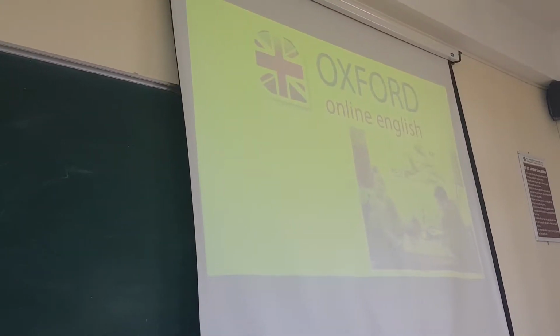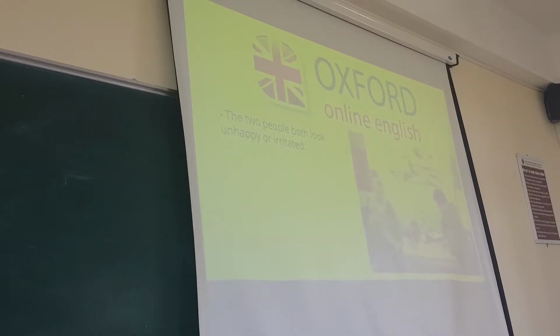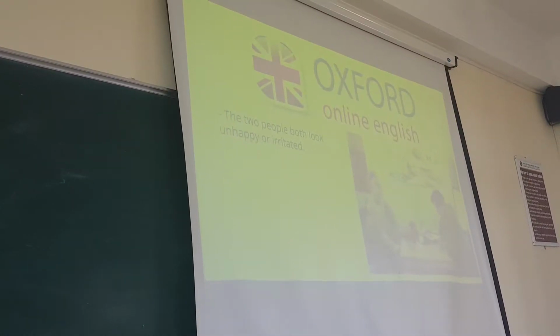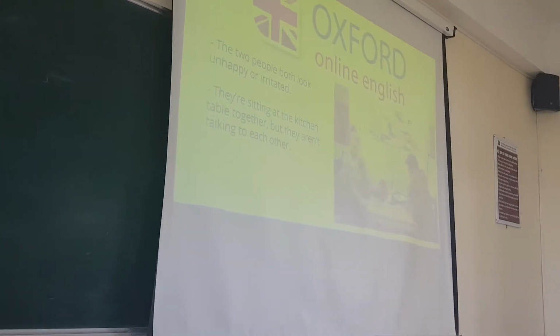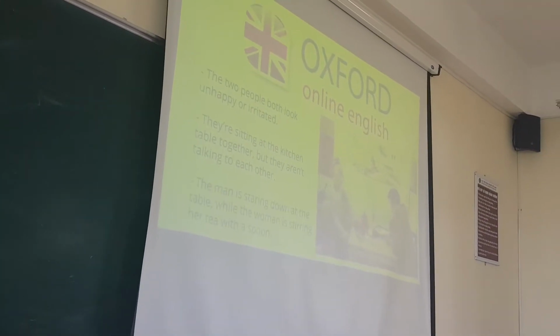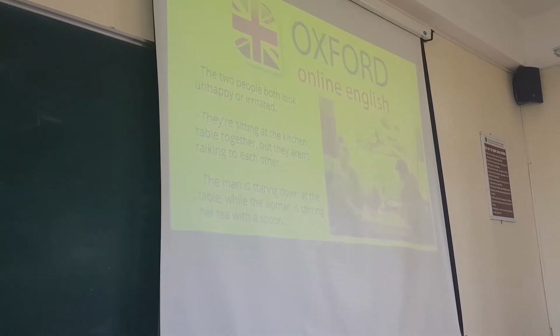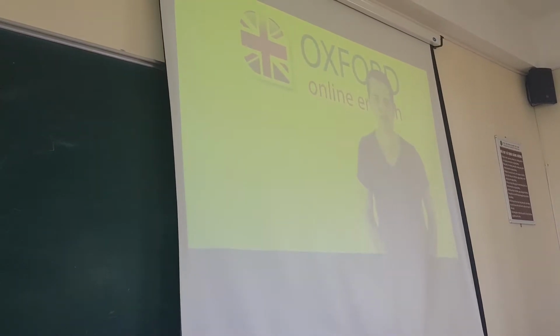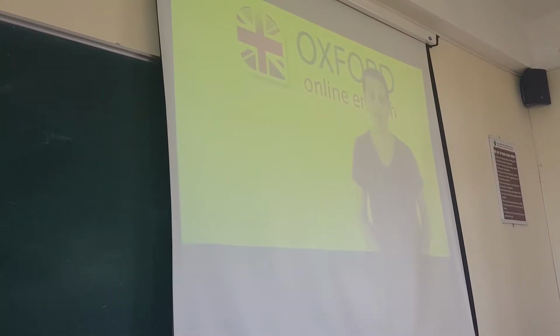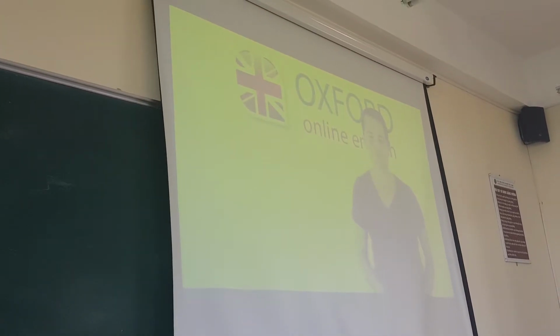You could say, the 2 people both look unhappy or irritated. They're sitting at the kitchen table together, but they aren't talking to each other. The man is staring down at the table while the woman is stirring her tea with a spoon. That's just 3 sentences, but they add a lot of detail to your description.